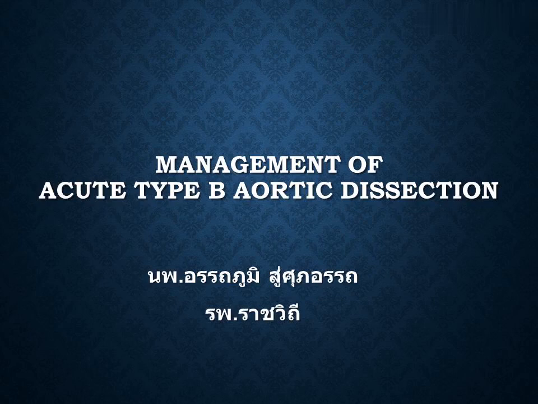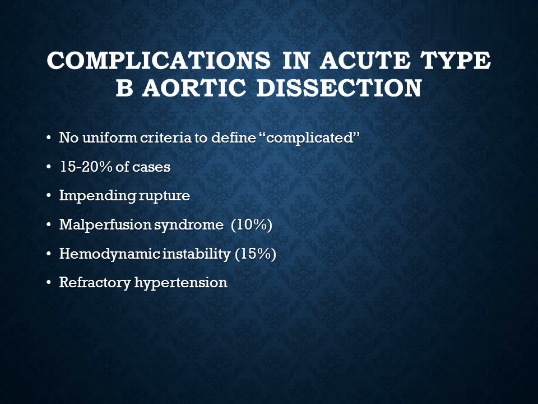Management of acute type B aortic dissection. Complications in acute type B aortic dissection. No uniform criteria to define complicated. 15 to 20% of cases. Impending rupture. Malperfusion syndrome, 10%. Hemodynamic instability, 15%.